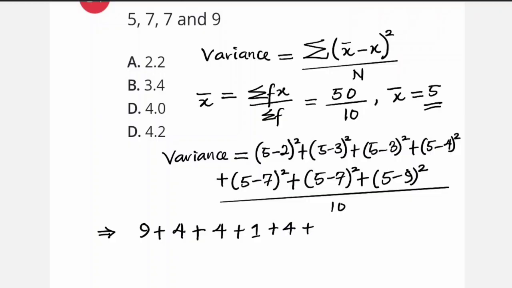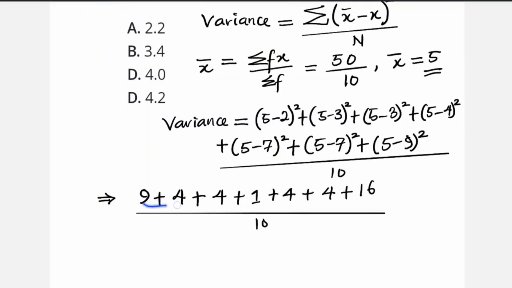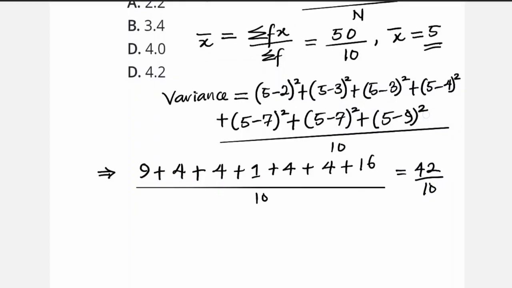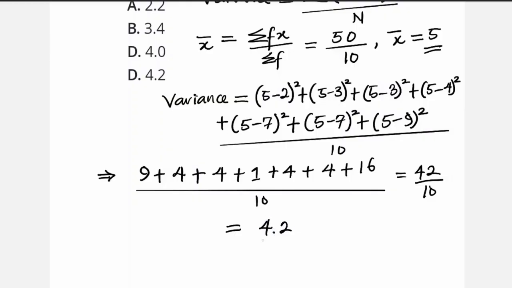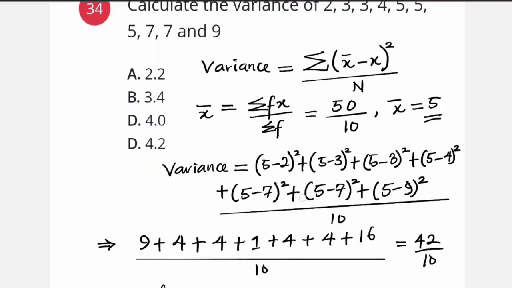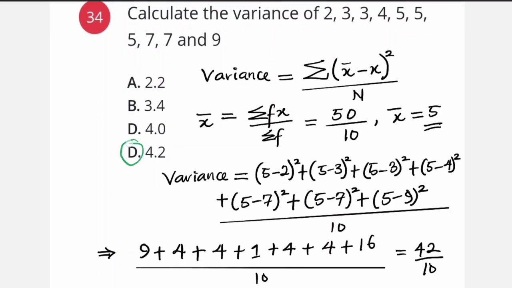So we have 4. Likewise, this will give us 4 as well. We have 4 plus negative 4, negative 4 squared, that gives us plus 16. Everything divided by 10. So obtaining the sum, we are going to have 42, that will be 42 all divided by 10. Therefore, dividing 42 by 10 will give us 4.2, which is our variance. So checking 4.2, that's option D. That's the correct answer there.